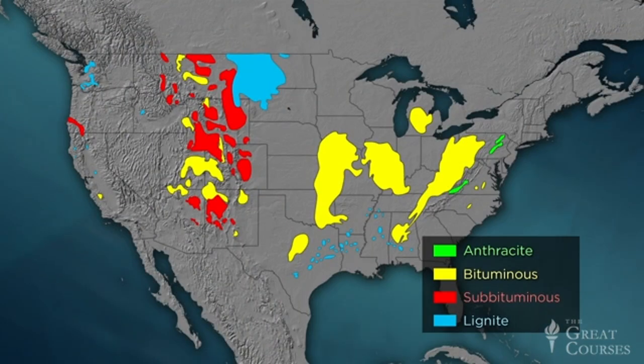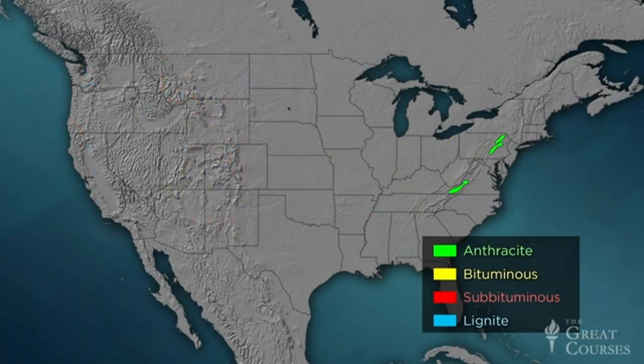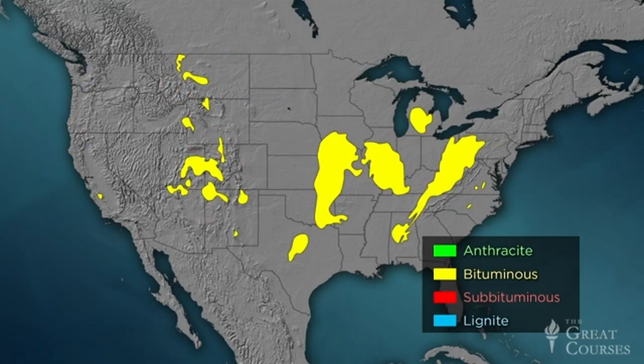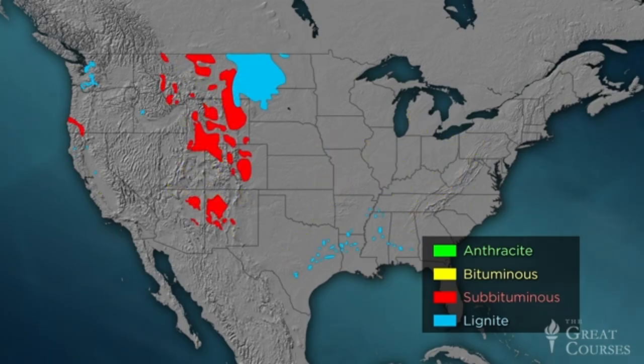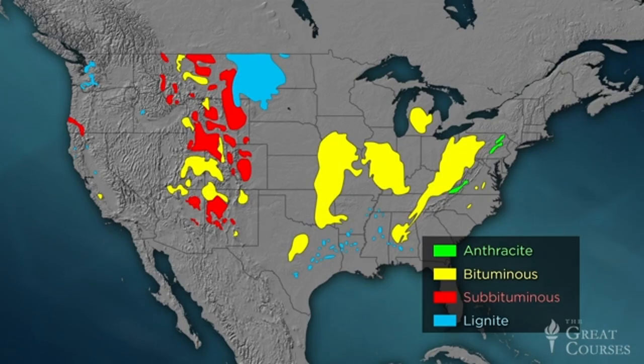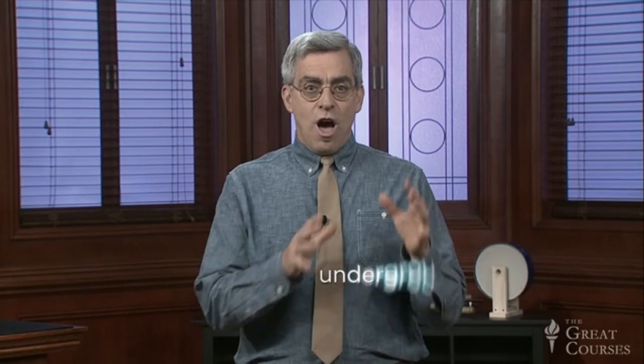The principal deposits of coal in the US are shown here. Small amounts of anthracite in the east, bituminous in Appalachia and the central region, and subbituminous and lignite farther west. Coal is extracted from these deposits by two principal methods: underground mining and surface mining. Now, underground mining involves the excavation of tunnels and shafts to access coal beds deep underground.